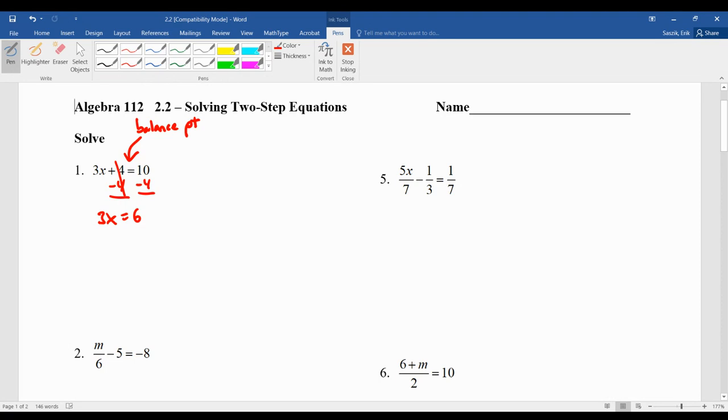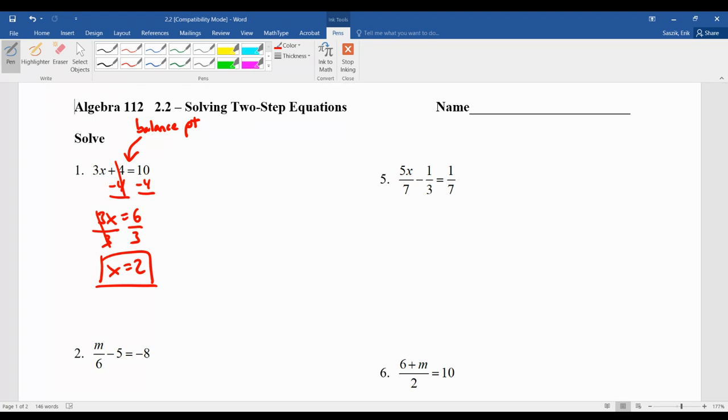Now, when a number is next to a variable, that means multiplication. We want to get rid of this 3. The opposite of multiplying by 3 is to divide by 3. And the 3's cancel out on the left, and you get x equals 2. And that's our answer.